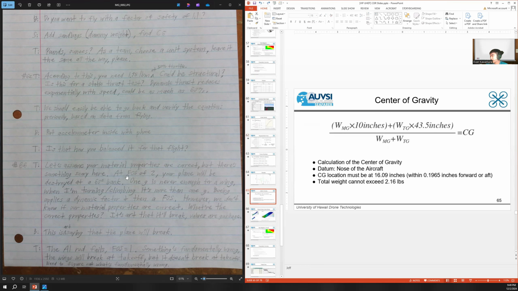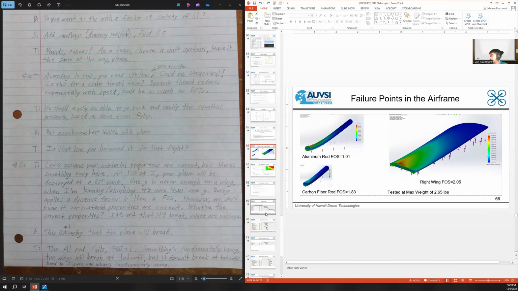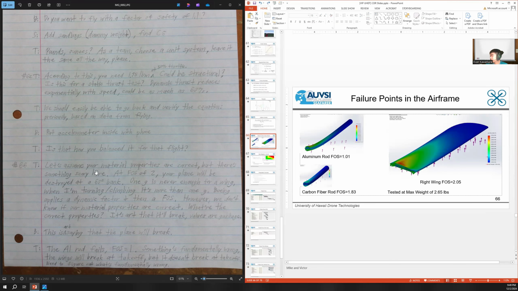Yeah. Okay, then 466. Assume your material properties are correct, but there's something scary here. At a factor of safety of 2, so here on the right, your plane is going to be destroyed at a 60-degree bank angle. Right now the plane is just flying straight. When you're flying at a 60-degree bank angle, the forces on the plane's wing are going to be a lot higher. So 1G is never enough for a wing. When I'm turning or climbing, it's more than 1G. So Boeing applies a dynamic factor and then a factor of safety.